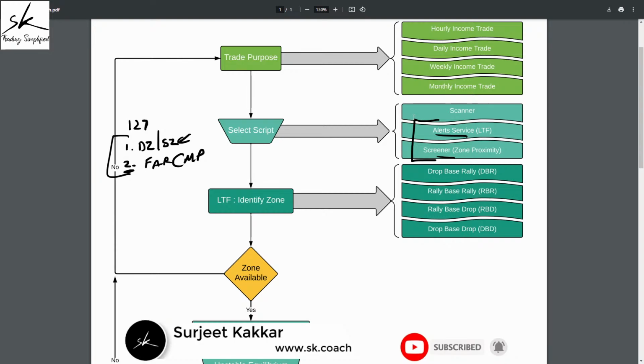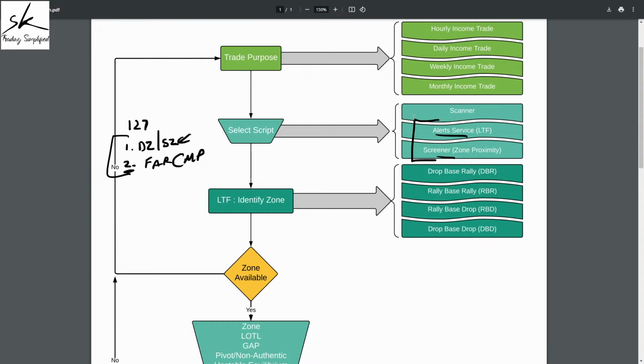One, these are not call giving or tip giving services. These are scanner screeners which are purely based on demand supply zones. And how do they work? I'll just quickly show you. But like I said, I'll just quickly go through them. For more in-depth information, you can go through the walkthrough videos. So how do the alerts basically work?